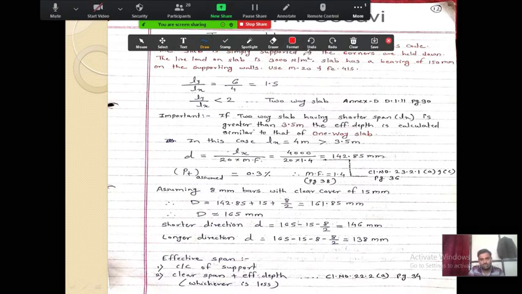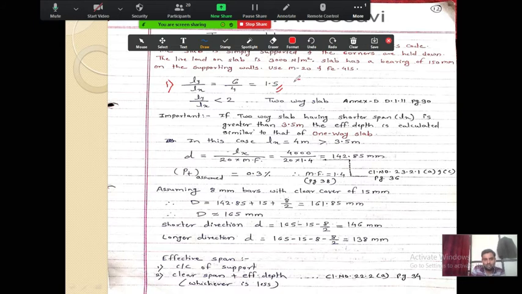So I will start the numerical now. See here. First of all, our step number one, we always do this step. What is the step? Span in y direction divided by span in x direction. So it is 6 divided by 4, because the panel size given to us is 4 by 6. So 6 divided by 4 is 1.5.